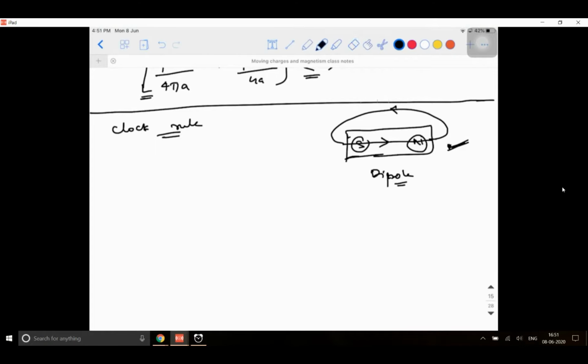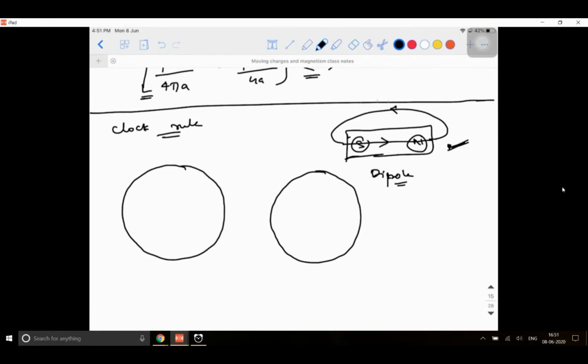Every current carrying loop acts as a magnetic dipole. Every current carrying loop acts as a magnetic dipole. Okay. Let me explain what it means. Suppose I have a conductor in my hand. I have a loop. I have a coil which is having one turn.